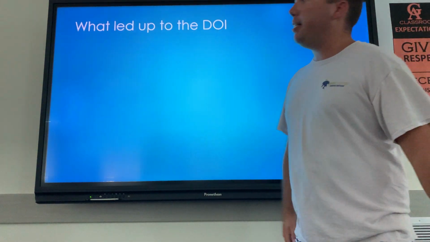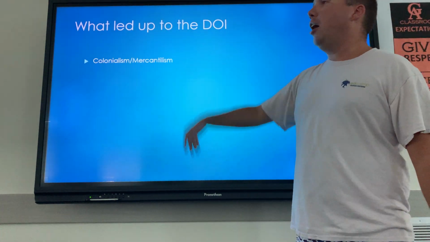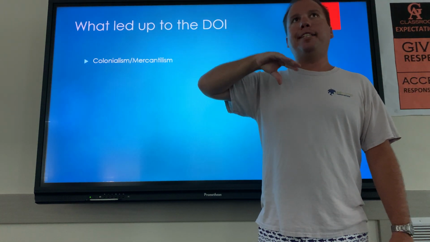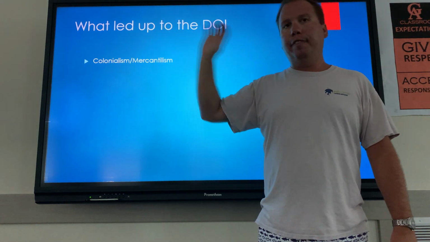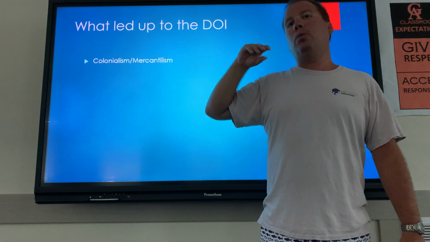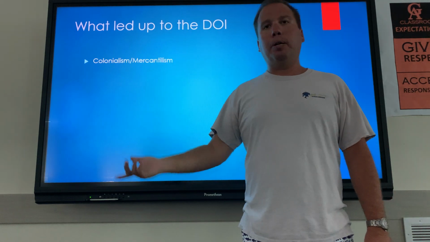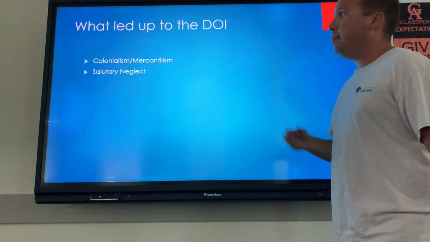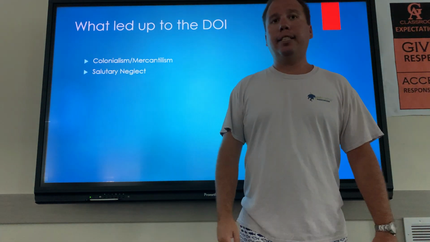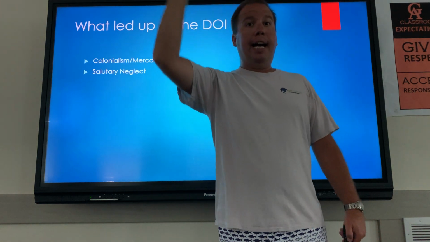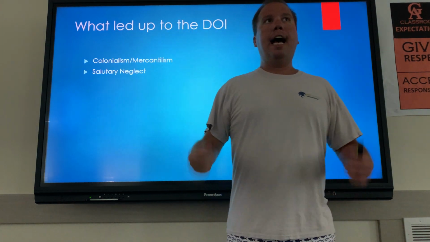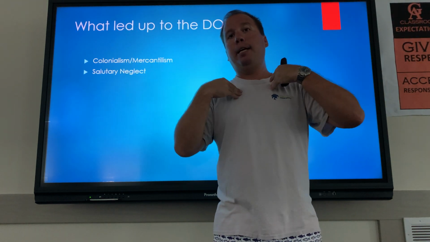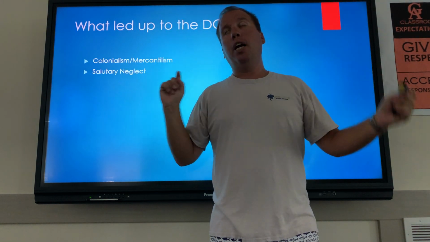So, the lead up to the Declaration of Independence, you had colonialism and mercantilism. That's where you had the British basically just making as much money off of us as they can. We're going to talk a little bit more about colonialism and mercantilism in your U.S. history class, and a little bit more in this class. Salutary neglect is basically where the British are saying, okay, I see you, I salute you. Y'all do what y'all want to do. Make me some money. I don't really care.